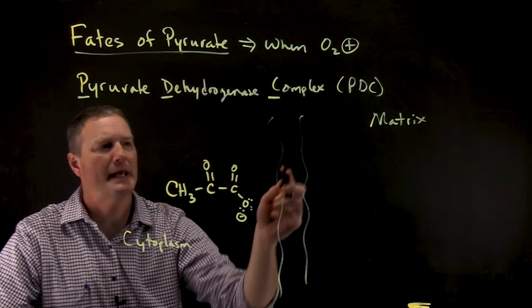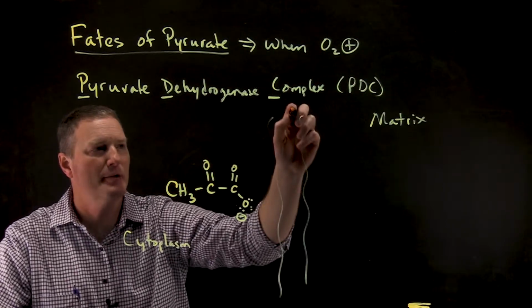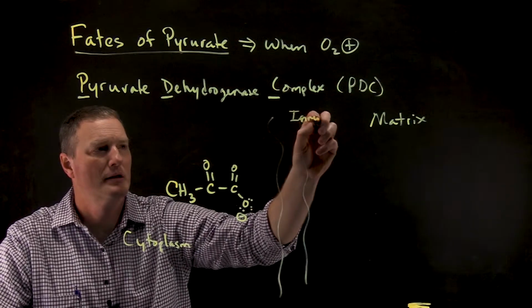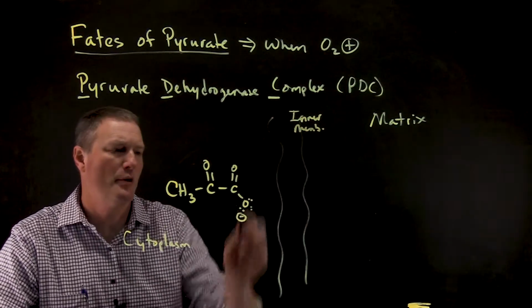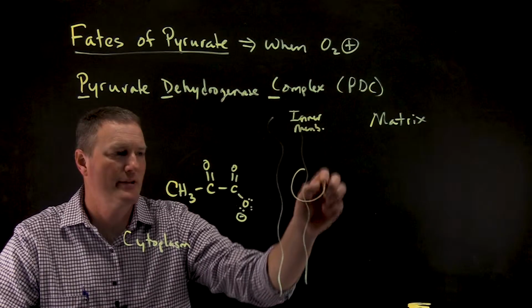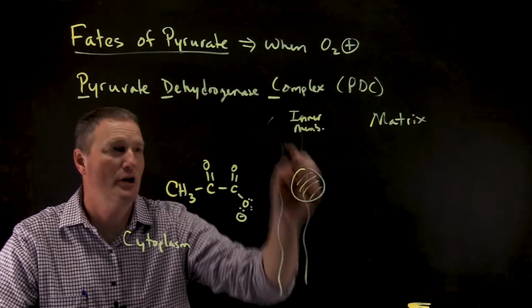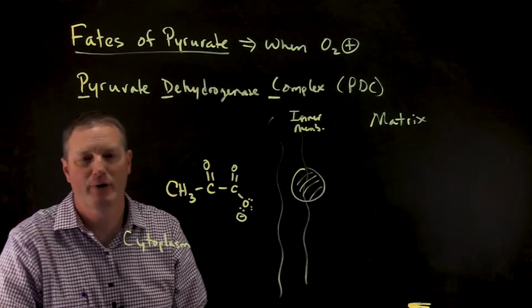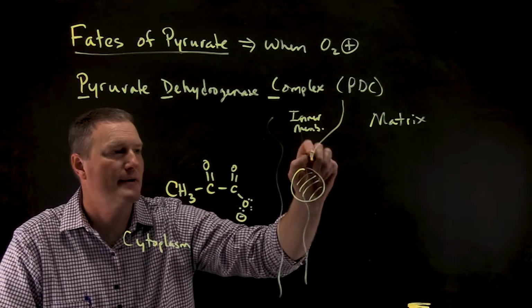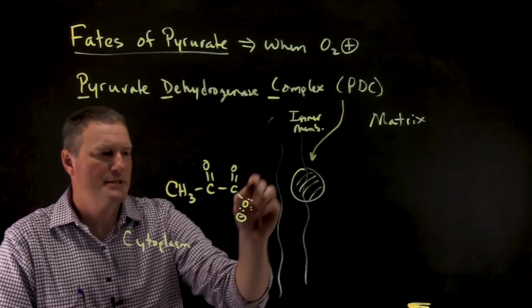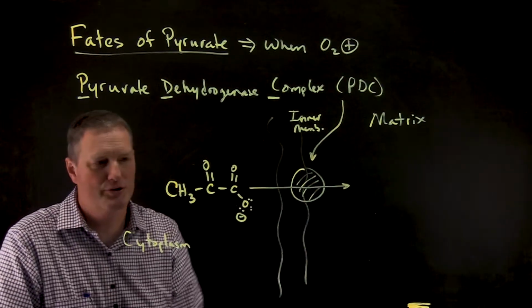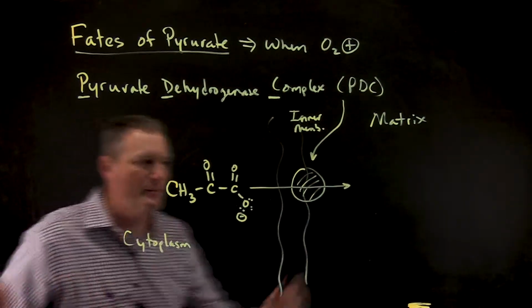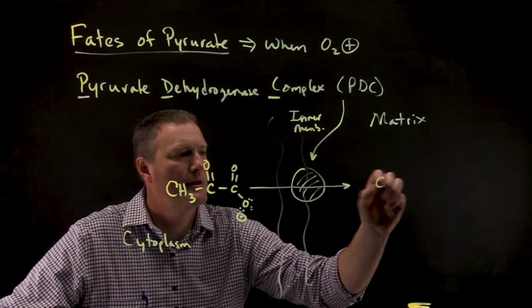What will happen is that on the inner membrane of the mitochondria, pyruvate will then encounter this very large enzyme complex called the PDC, pyruvate dehydrogenase complex. So that's right there. And as pyruvate passes through this, the following reaction is going to occur. So pyruvate is going to ultimately be converted into acetyl-CoA.